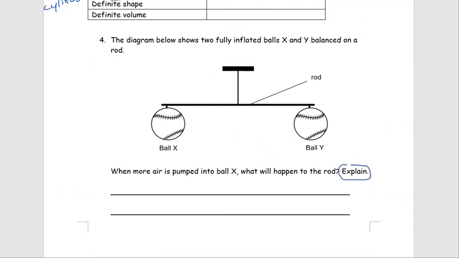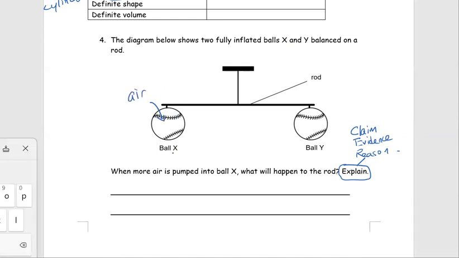So this is an explain question. When you see an explain question, what do you think of? Yeah, we think of CER, right? C stands for the claim or the choice that you have to make. The evidence, give me your observation as well as the reason why you choose that. Okay, so when more air is pumped in, what happened to the rod? I know that if you pump in more air, air has mass, so the ball X will go down.